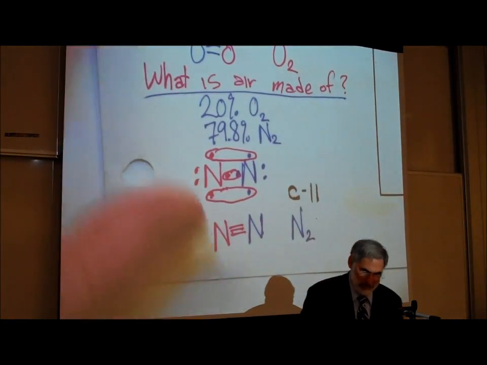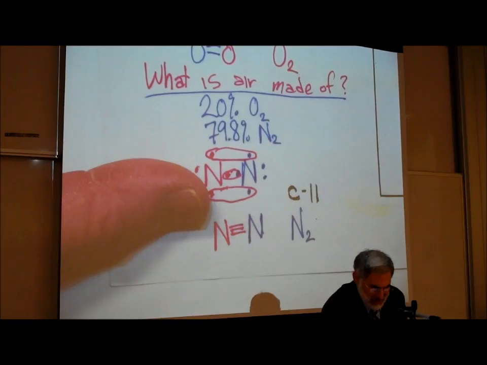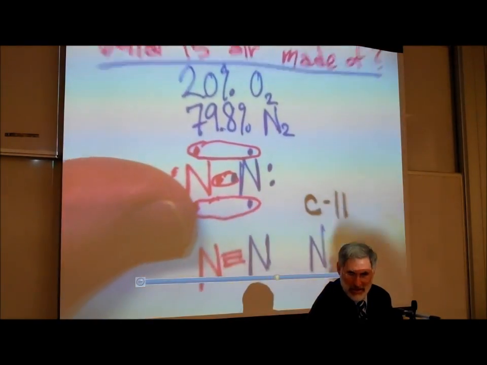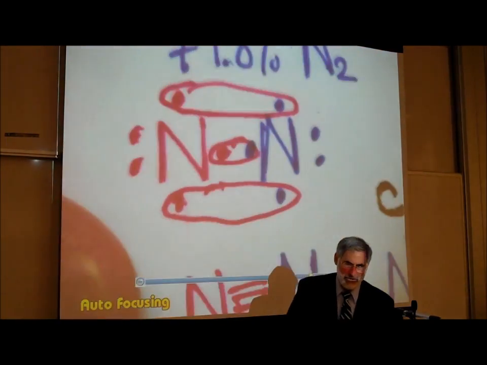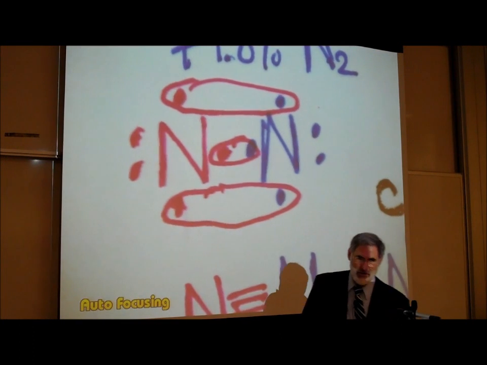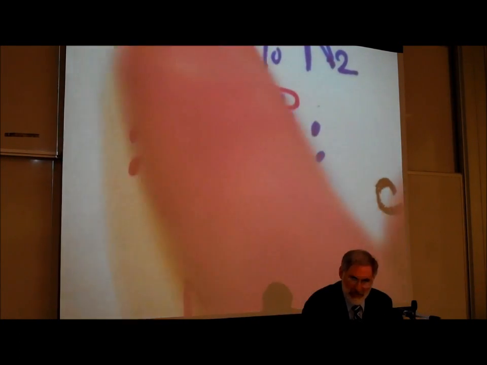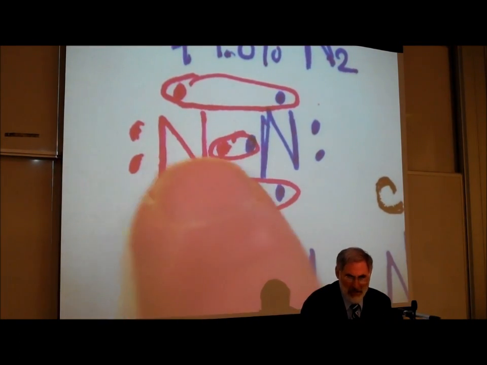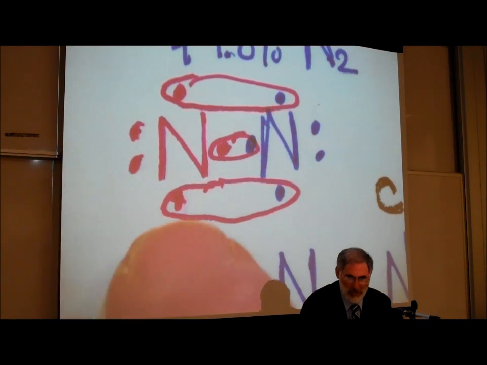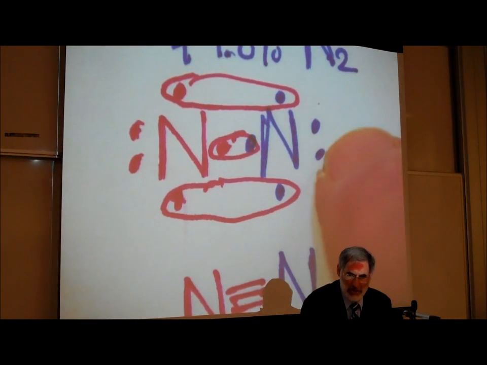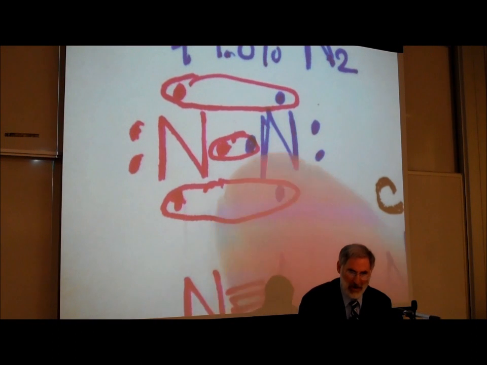Right? So, just like I did with those other cases, we've got 2 nitrogen atoms, one's red, one's blue. They each have 5 dots, or 5 electrons in their outer orbit. 1, 2, 3, 4, 5. Same thing with the blue one. 1, 2, 3, 4, 5.